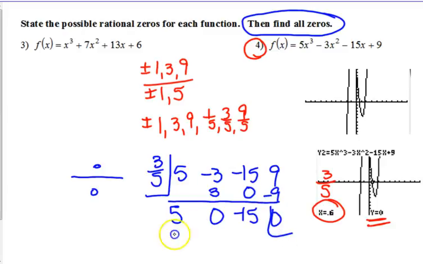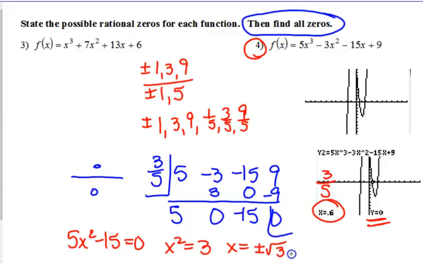Okay. We are left with, what's this depressed polynomial mean? 5x squared minus 15. If I solve that, I move the 15 over, divide by 5, I get 3. So the other 2 are at? Plus or minus square root of 3. Okay, so all of the zeros were 3/5, square root of 3, and negative square root of 3.